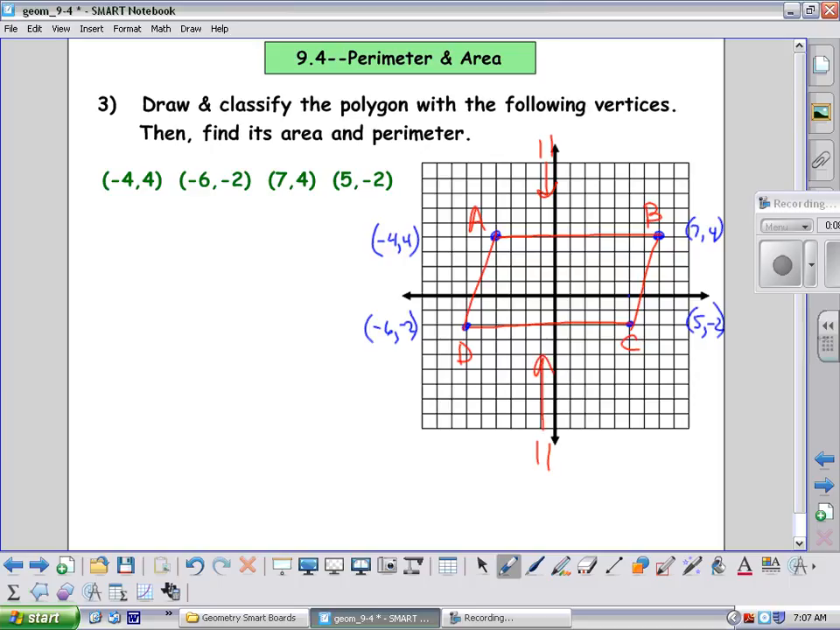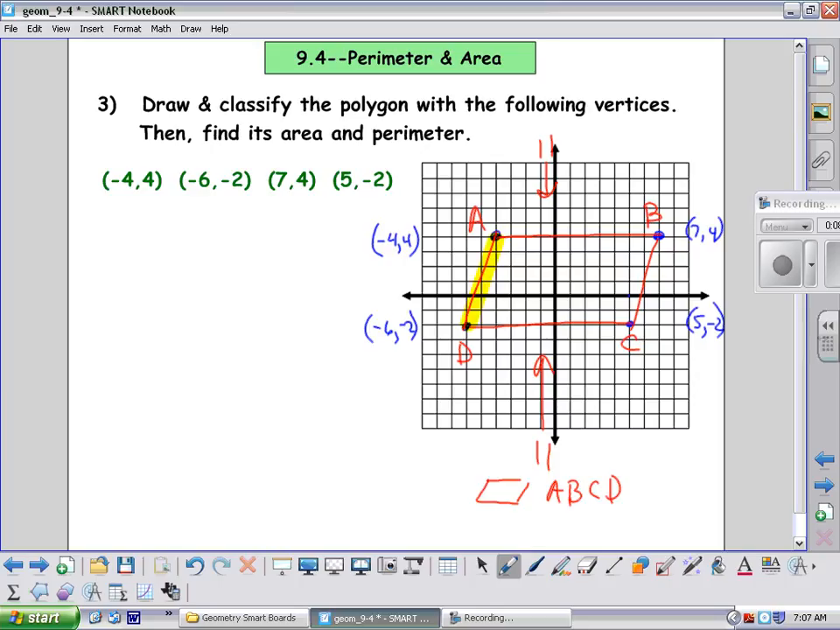Let's see, are they parallel? Well, the slopes of both of them are 0. So right away I can say I have a parallelogram ABCD because I have one set of lines that are both parallel and congruent. Okay, so it's classified. Now I need a couple more distances here from D to A.